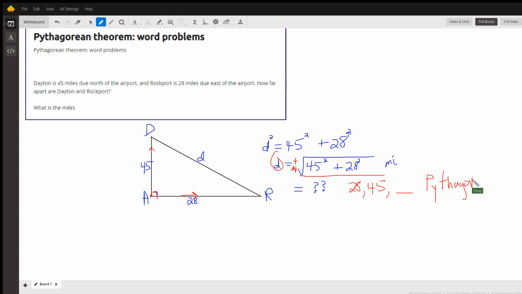And I'll give you a clue. You do get an integer. So you do have a Pythagorean triple. The most common Pythagorean triple is 3, 4, 5, because 3 squared is 9, 4 squared is 16, 5 squared is 25. Sum of the squares of the legs equals the square of the hypotenuse, and they're all integers, whole numbers.